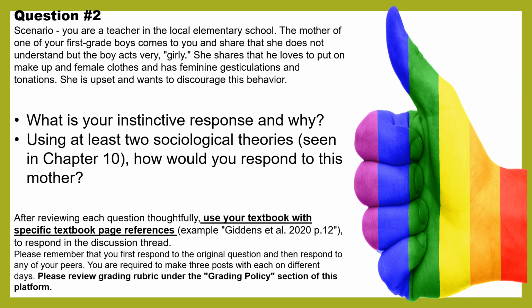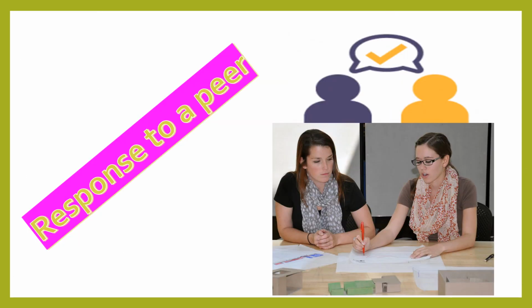The questions that you need to answer are: when you read this scenario, what is your instinctive response and why? Now, I want you to use 2 sociological theories, and you must restrict your sociological theories to those addressed in chapter 10 of the text, and say how you would respond to this mother. So let's say you decide to use as one theory the functional integration theory, then use that theory to explain the relevance of your response to mom, and how this theory actually supports your response to mom.